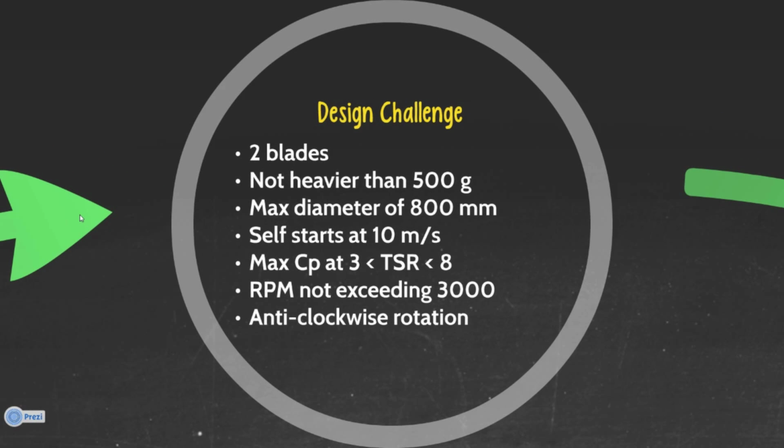The challenge posed to us was to design and manufacture a two-blade wind turbine that is no heavier than 500 grams and has a maximum diameter of 800 millimeters. When it is tested, it has to self-start at a wind speed of less than 10 meters per second, and its maximum CP should be achieved at a tip speed ratio that is between 3 and 8. Also, the maximum revolutions per minute should not exceed 3000 RPM. Due to the design of the test rig, the wind turbine is required to rotate anti-clockwise. With this criteria in mind, we began our first step, which was the design process.